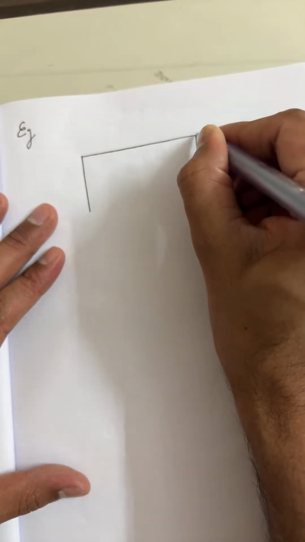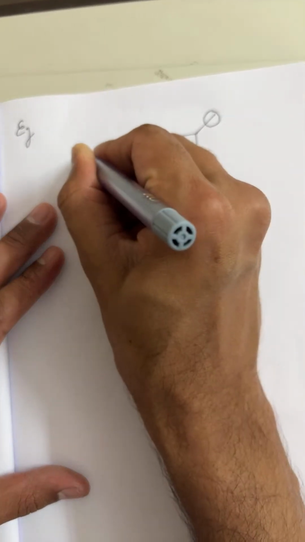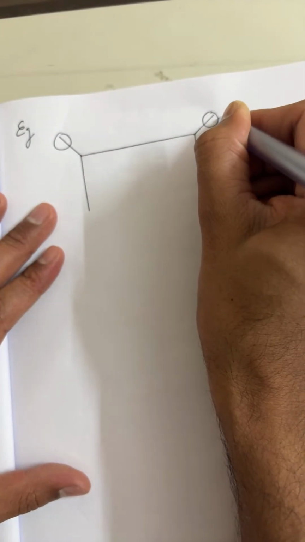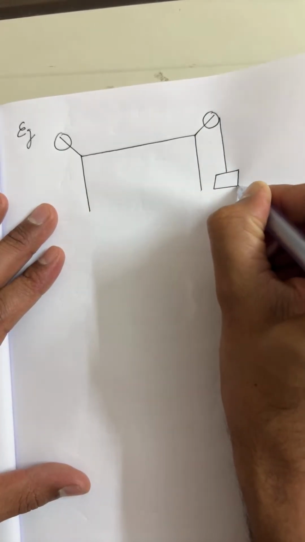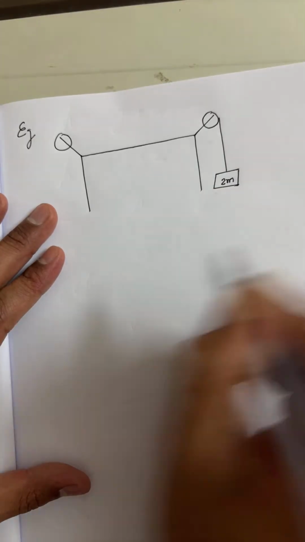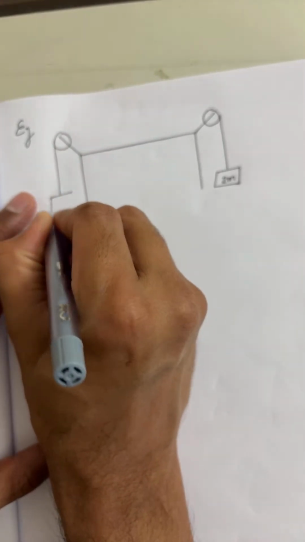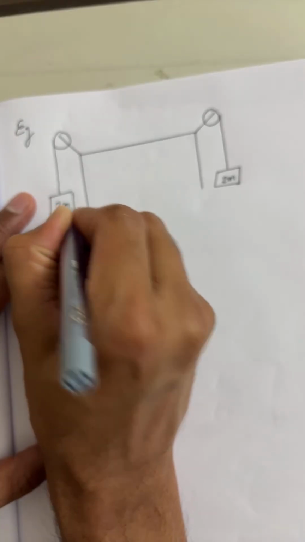Yes, beta. There is a pulley. This also remains a pulley. There is a block. Mass of the block, you can take, is 2m. Now, students, there is another block. This is what, my dear? 3m.